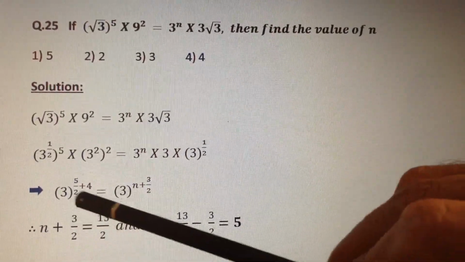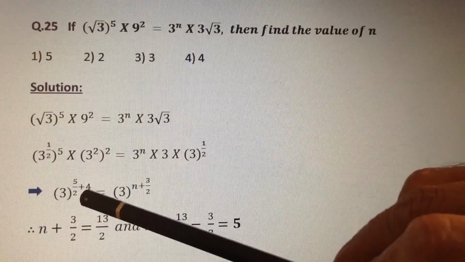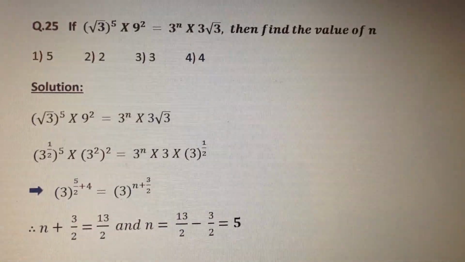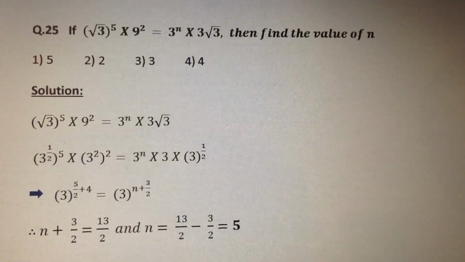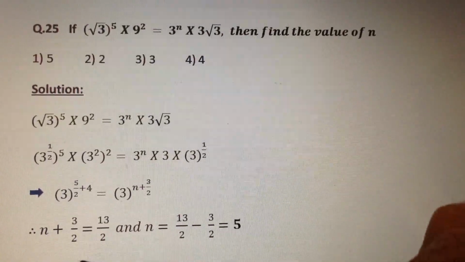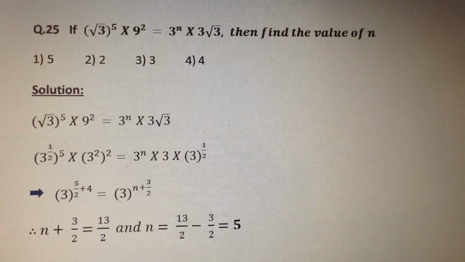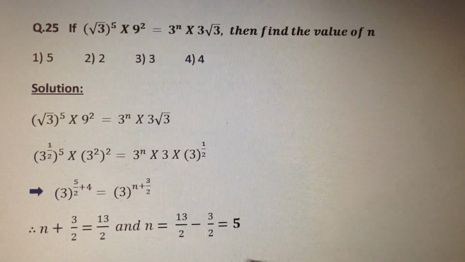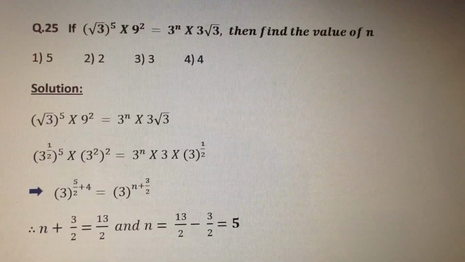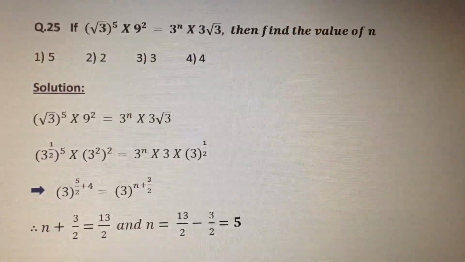Therefore 3 power 5 by 2 plus 4 is equal to 3 power n plus 3 by 2. As the bases are equal, we can equate the powers. Therefore n plus 3 by 2 is equal to 13 by 2 and n is equal to 13 by 2 minus 3 by 2, which is equal to 5. So our answer is option number 1.